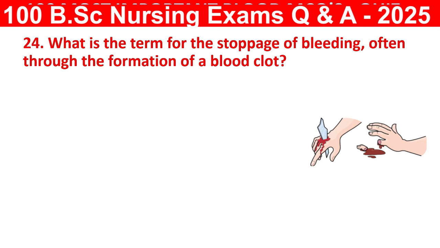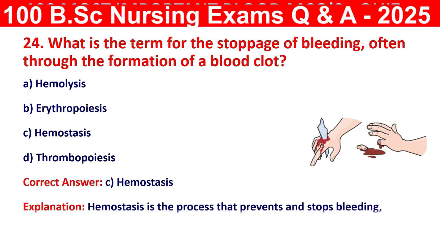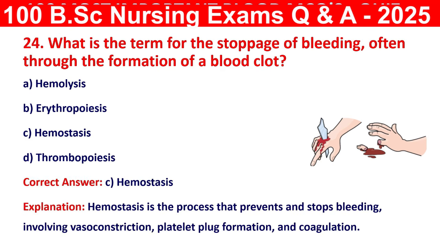Question number 24. What is the term for stoppage of bleeding, often through the formation of a blood clot? Your options are hemolysis, erythropoiesis, hemostasis, or thrombopoiesis. The correct answer is hemostasis. Hemostasis is the process that prevents and stops bleeding, involving vasoconstriction, platelet plug formation, and coagulation.